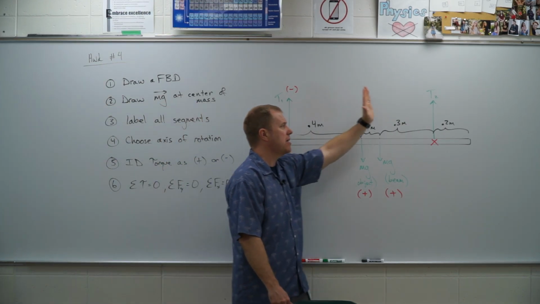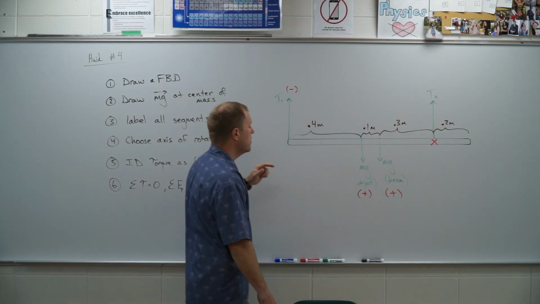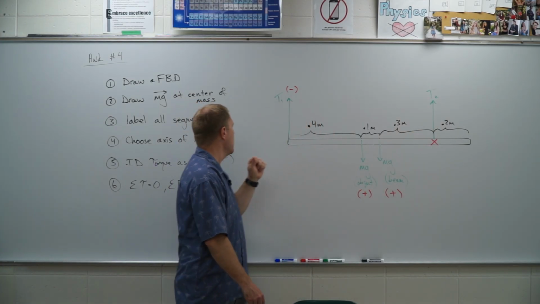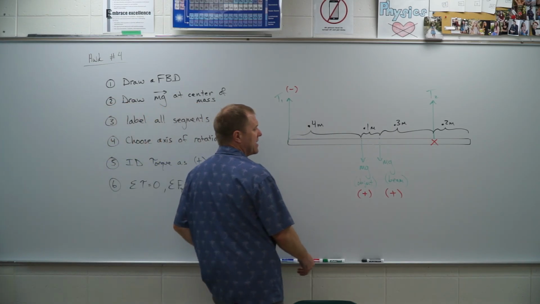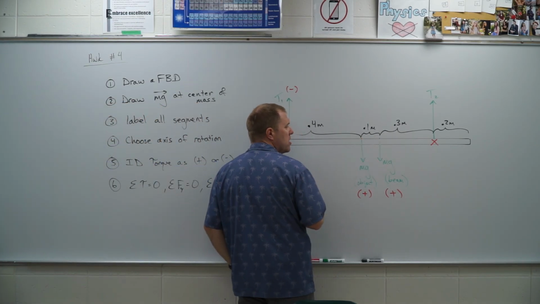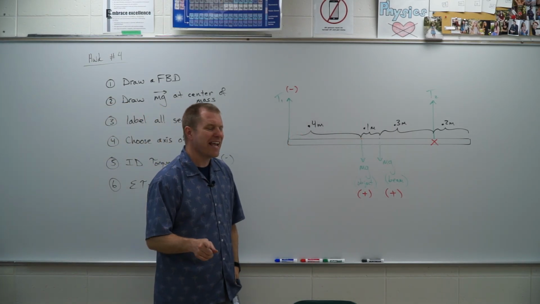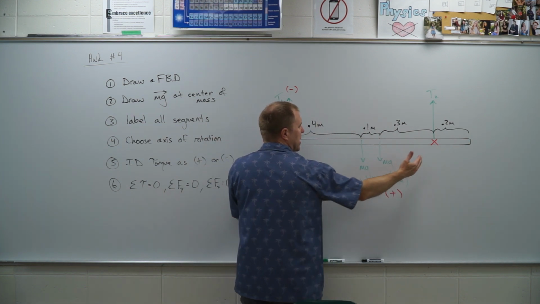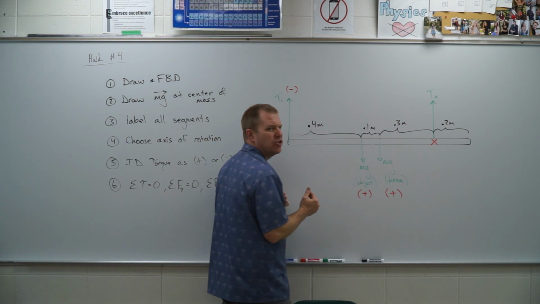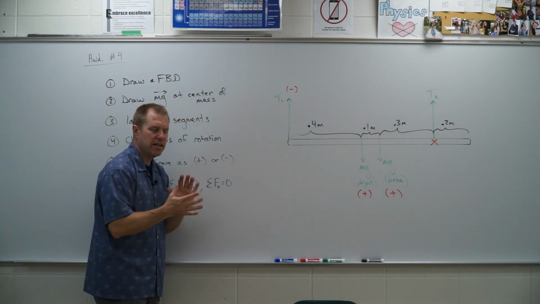So we have our two tensions acting up. We have this object acting down, and we also have the force of gravity of the beam itself acting in its center. So we have these two forces. Note those aren't at the same location. The beam's weight is at the center of the beam, where the object is split between the two tensions. So make sure you get those in different places.